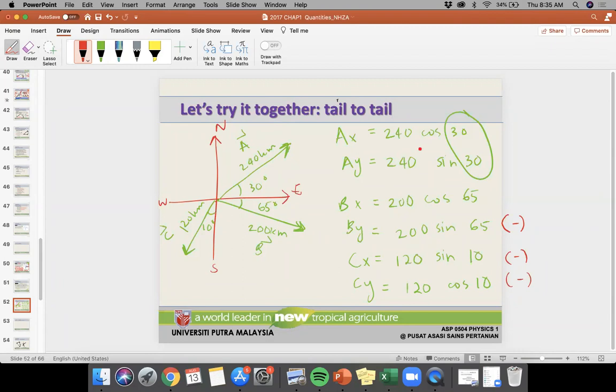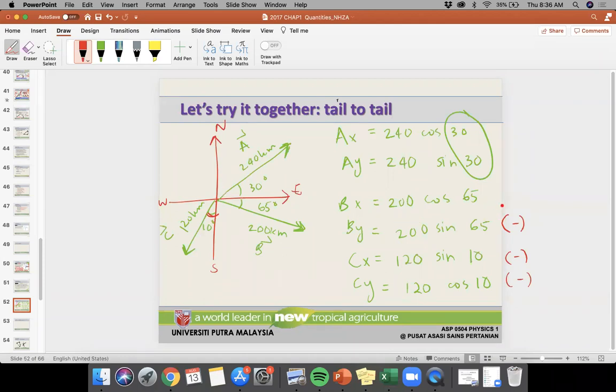For Cx and Cy, we can use 120 cos 80 and 120 sin 80, right? Yes, you can. If you are using it directly, if you are just looking at the angle touching which axis, you need to be careful of the sign because it doesn't give you the sign correctly. But it's more straightforward to me at least.